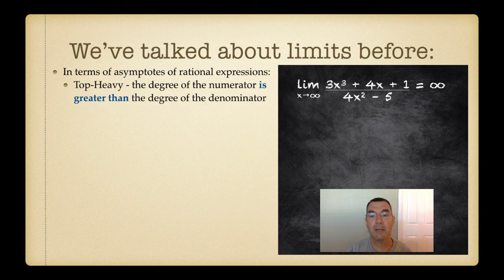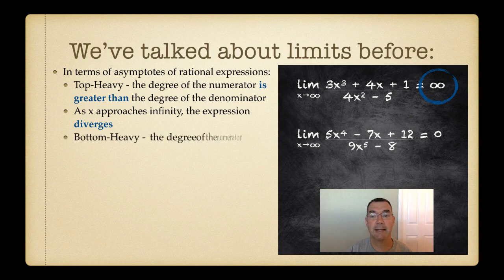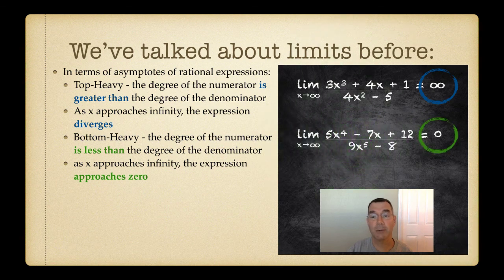As you recall, if we saw a rational expression that was top-heavy, meaning that the degree on top was bigger than the degree on the bottom, then as x approached infinity, that expression would also approach infinity. If we look at an expression that is bottom heavy, meaning that the degree on the bottom is bigger than the degree on the top, then as x approaches infinity, that expression will approach 0.